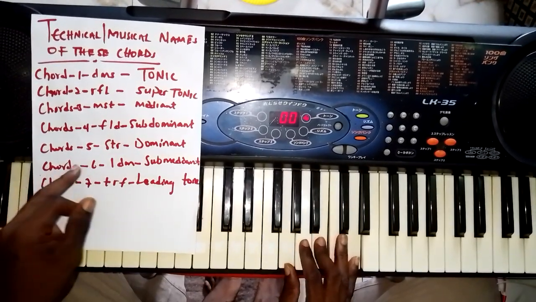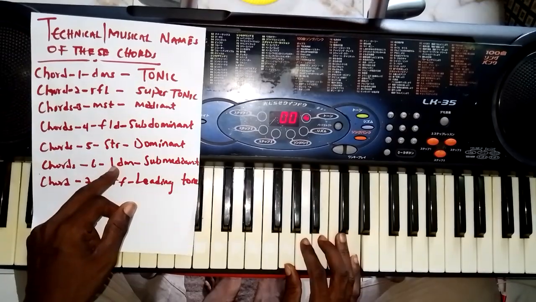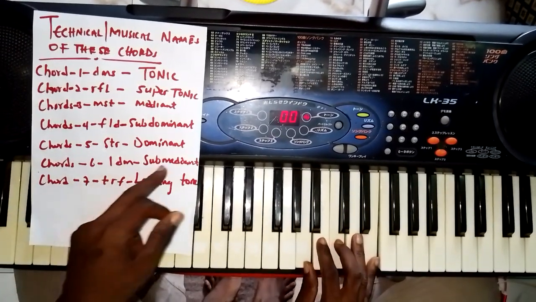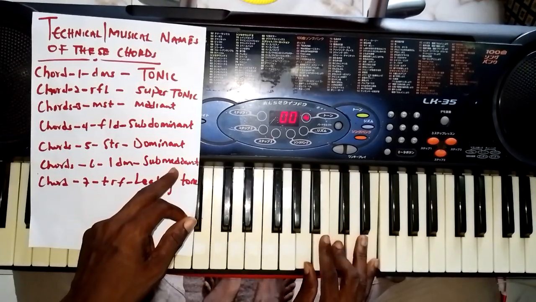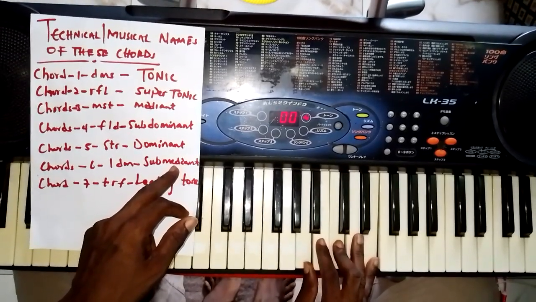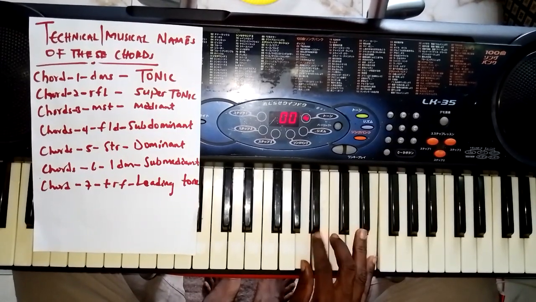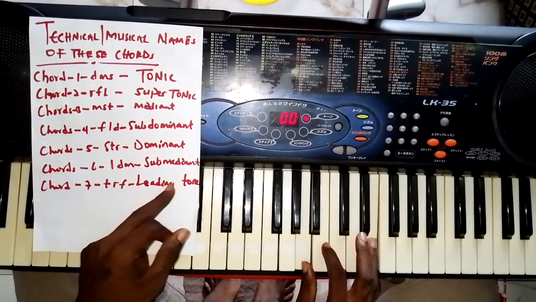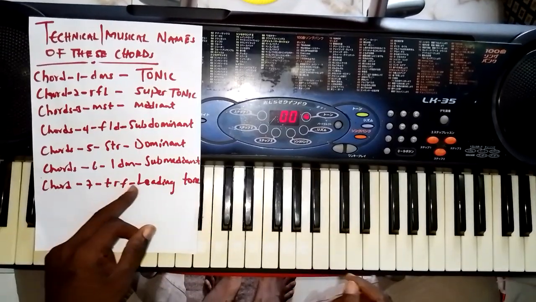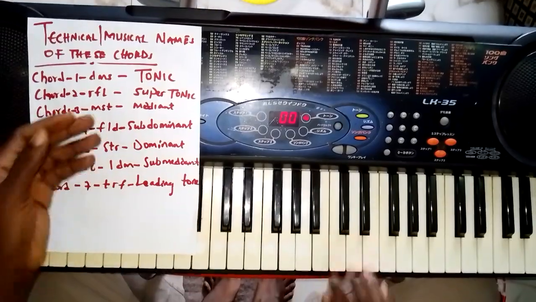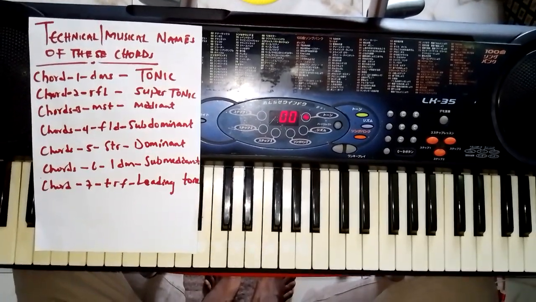Dominant. Then we have chord 6, la, do, mi. Look at it. La, do, mi. Chord 6 is called submediant. So that is chord 6. La, do, mi. So we have your chord 7. Chord 7 is leading note. Ti, re, fa. So this is what we mean when we talk about technical names or musical names.